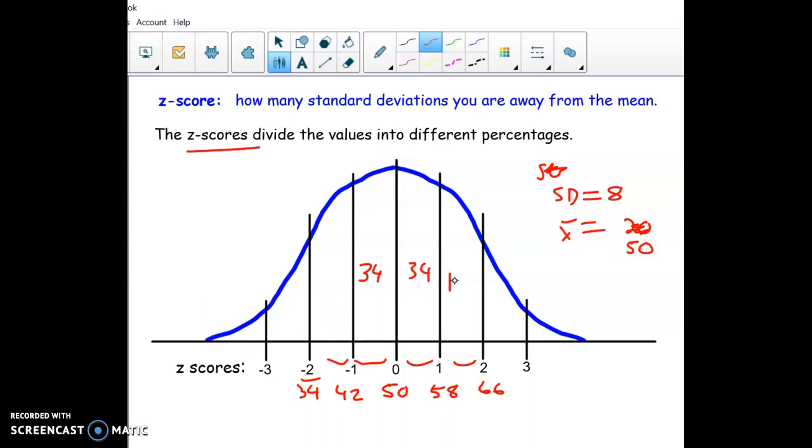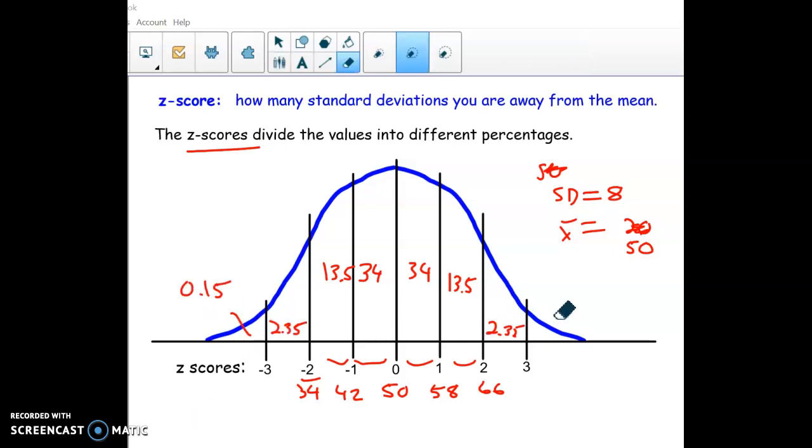The next chunk out is 13.5. So 13.5% of the data falls in there. The next one out is a little bit more than 2%, so it's 2.35. And then also 2.35 over here. And the last chunk is just a tiny percent, less than 1%, 15 hundredths of a percent, falls in those very tips. So very few people are above 3 standard deviations or below 3 standard deviations from the mean.